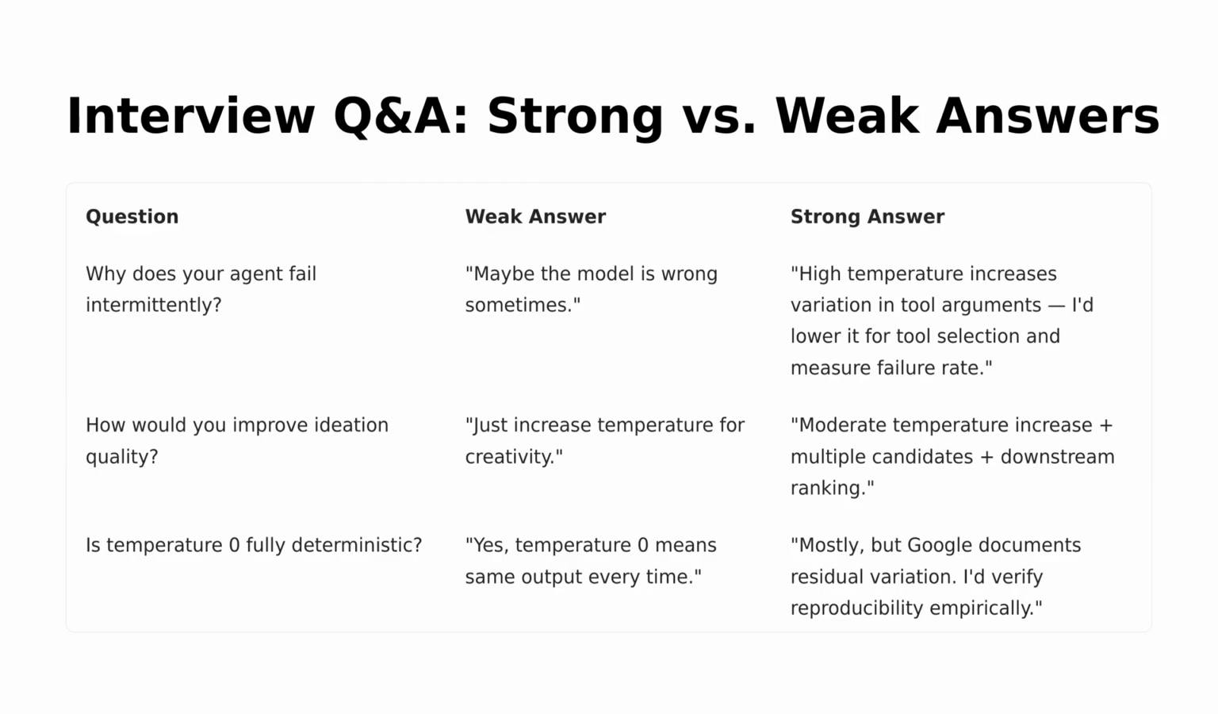This slide shows the difference between weak and strong interview answers. Weak answers are vague, like blaming the model or assuming temperature 0 is perfectly deterministic. Strong answers are specific, testable, and tied to system behavior. They explain likely causes, suggest concrete fixes, and mention measurement, like lowering temperature for tool use, generating multiple candidates for ideation, or empirically checking reproducibility instead of relying on assumptions.